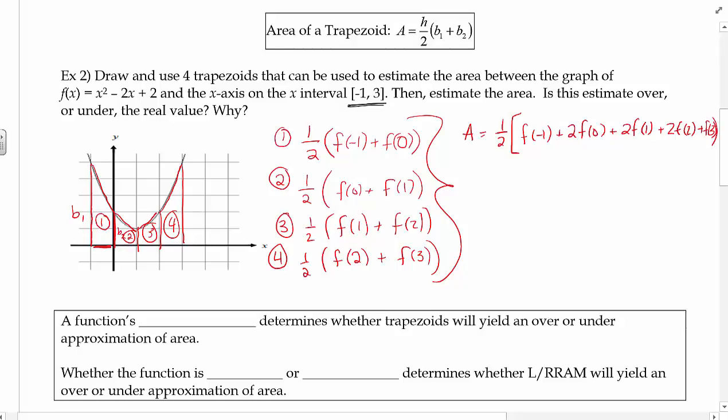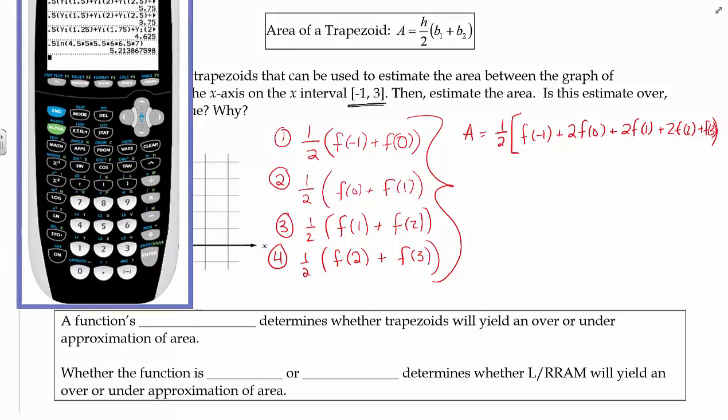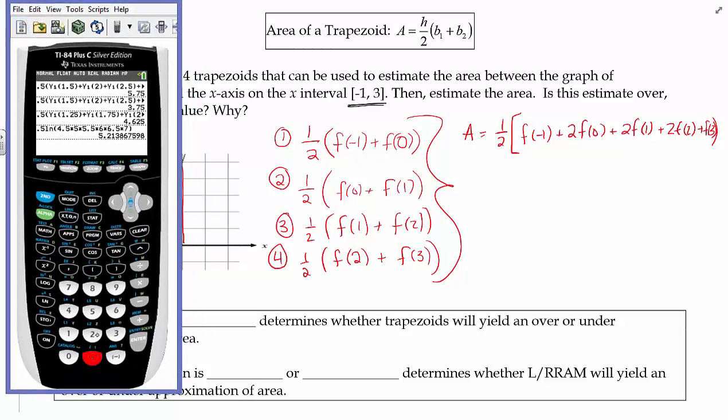Makes sense? Because in the interior, 0, 1, and 2 are all interior bases, which means they're the b2 for one trapezoid and the b1 for another. So I have 1/2 times that stuff. I'm going to pull it up in the calculator here and say, all right, I'm doing 0.5 times f of 1.